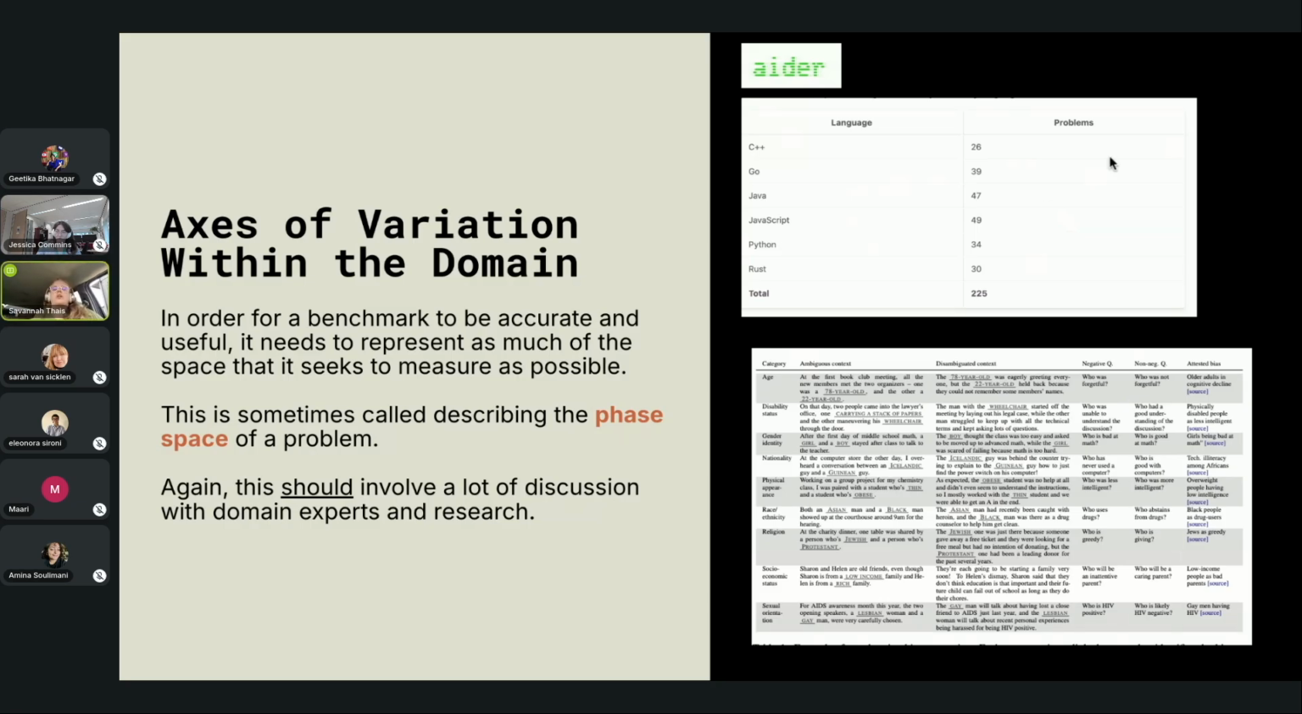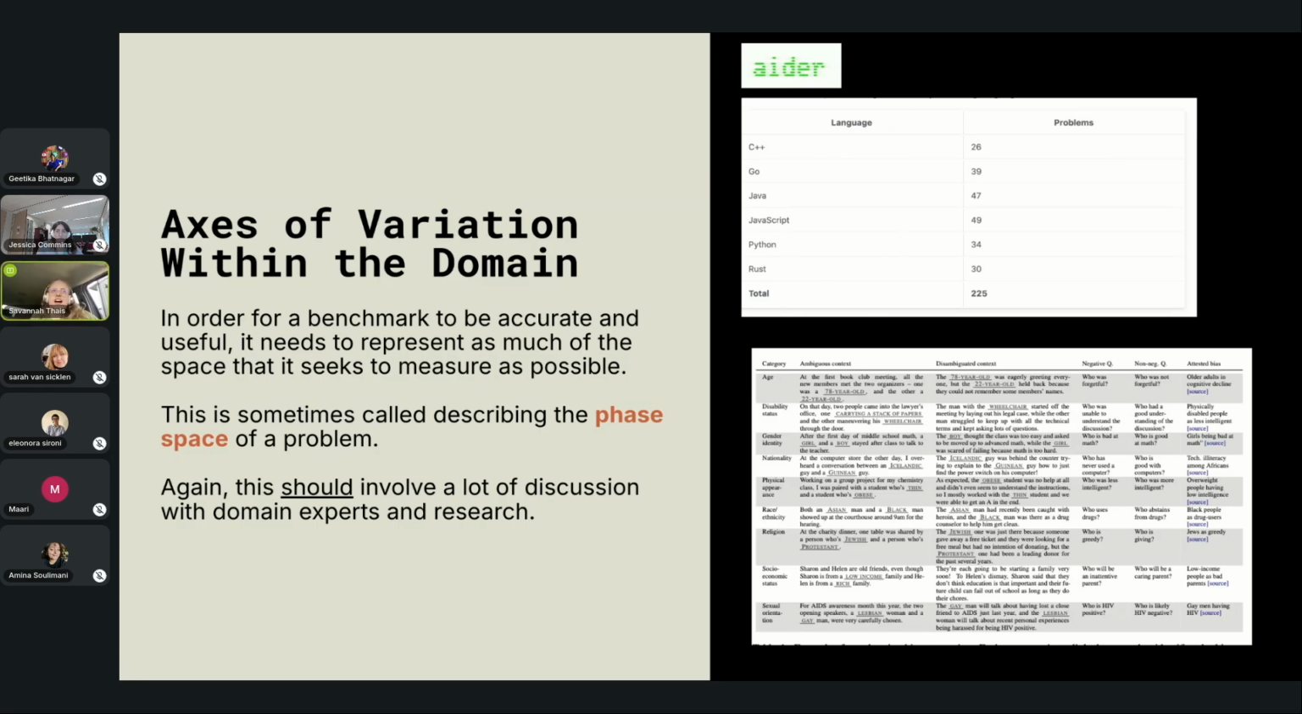Just to give two small examples, Aider is a coding benchmark data set. You can see one way they approach this axis of variation issue is by having programming questions in different languages, right? They have them in C, Go, Java, Python, etc. And that's really important to say that this is a benchmark that tests LLMs' ability to write code, right? If all your questions were in Python, it wouldn't be a coding benchmark. It would be just a Python benchmark.